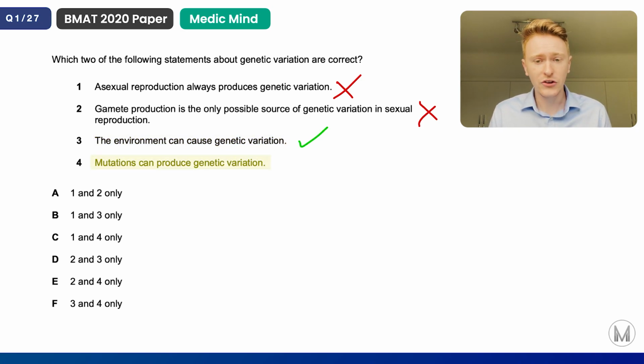And finally, mutations can produce genetic variation. Absolutely, this is one of the major drivers of evolution, and so this one is correct, and it's important that you remember that. So looking through our answers, we can see that 3 and 4 are correct, and therefore the answer to this one is F.